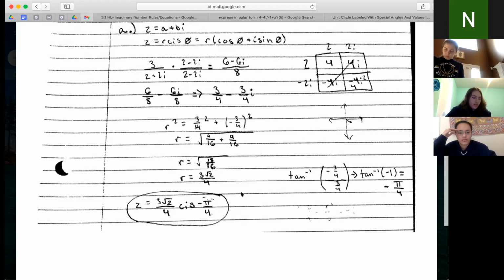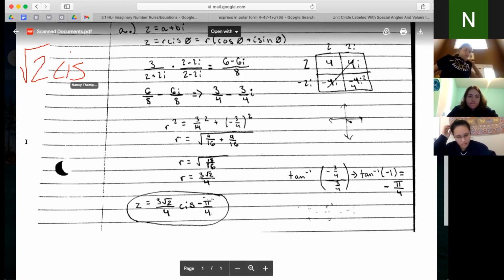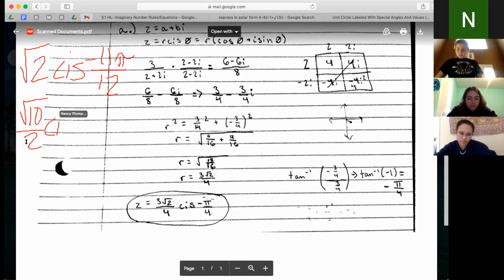The other two follow the same pattern, and I have the answers if people want to hear those. Sure, go for it, Bella. The first is the square root of 2 cis negative 11 pi divided by 12. Negative pi over 12? It says negative 11 pi. Okay, so that's the next one. And after that, it's the square root of 10 over 2 cis 3 pi over 2. Okay. I think that's it. Any questions?